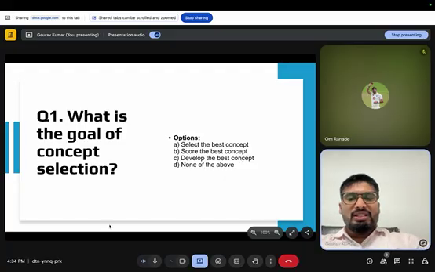So option B, score the best concept, narrows the meaning to numerically scoring alone, which is merely a step and not the final objective. Option D, none of the above, is invalid, because design evaluation always has active development aims.